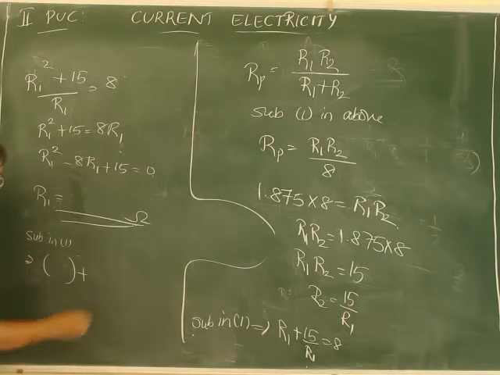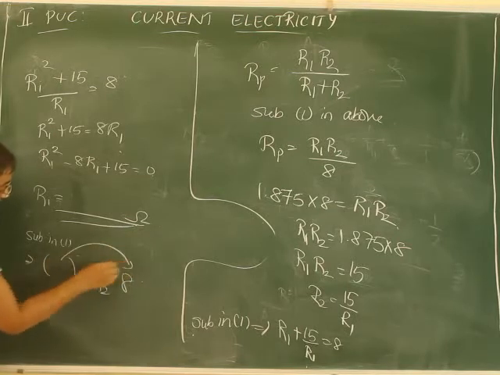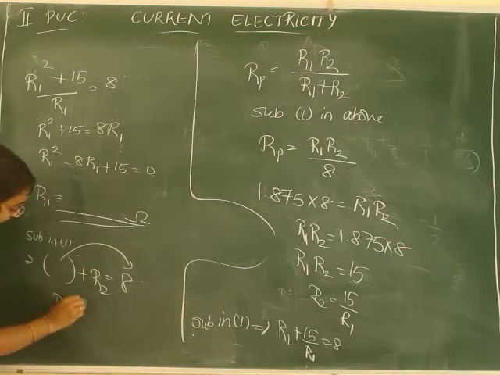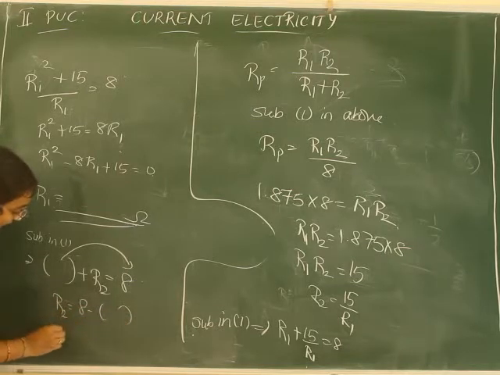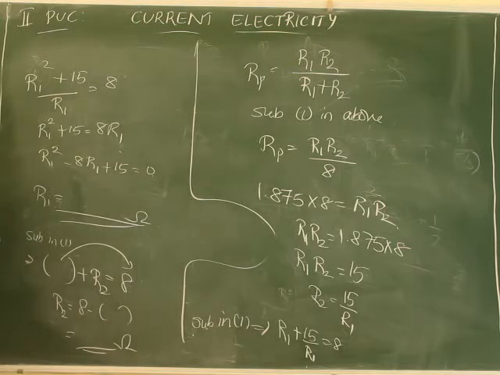Plus R2 is equal to 8. Take this to the other side. R2 is equal to 8 minus that value. You'll get one answer. So we got R1 and R2. What is the answer? I think one is 5 and another one is 3.